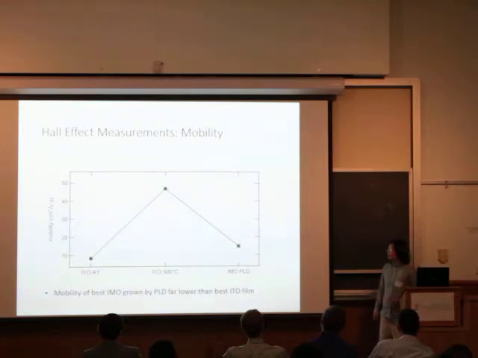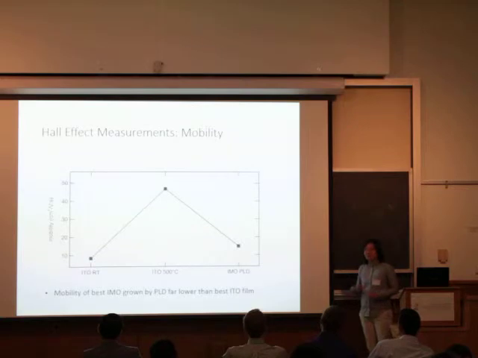Recall that I would like a very high carrier concentration and fairly high mobility for a good TCO in general, not even looking at ITO. Yet my IMO film clearly was not able to achieve either one of those. This was particularly worrisome.